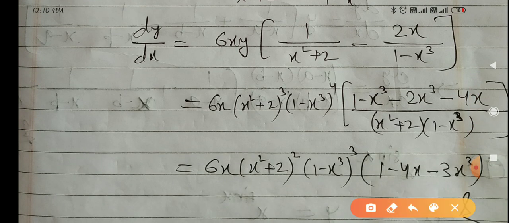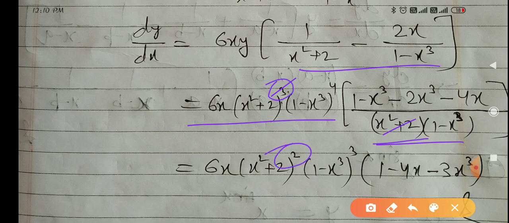So now you can put the value of y. I have put the value of y inside the bracket. I have taken LCM. Now you can see this 1 power will cancel. In x square plus 2, 3 powers are there, in denominator 1 power is written, so 2 power will remain in numerator. In the same way, 1 minus x cube whole power 4 is given in numerator, 1 power is in denominator, you can cancel 1 power. So 1 minus x cubed to the power 3 will remain.